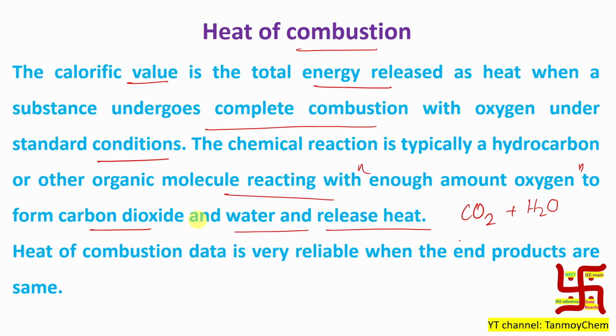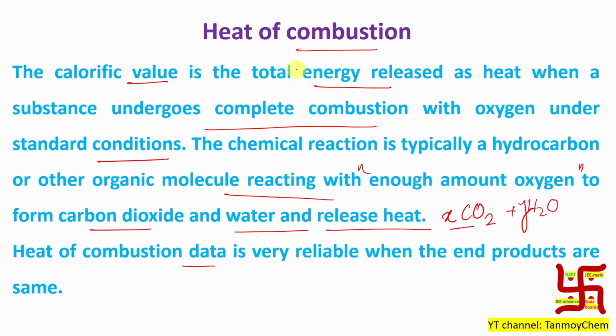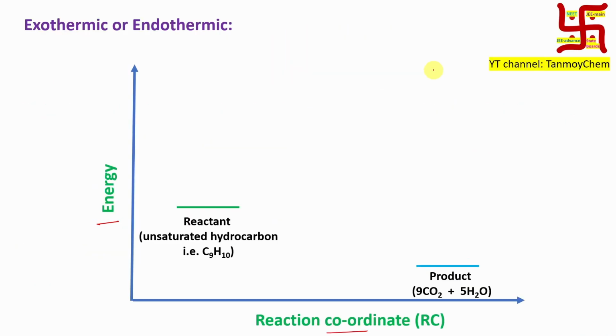And in this case, remember, this heat of combustion data is very reliable, and you can compare different hydrocarbons if the end products are the same. I mean, if the number of carbon dioxide and water molecules produced are the same, then this data is very accurate. We can explain this from this curve also. You can see the y-axis is energy and the x-axis is reaction coordinate. And from there we can clearly say whether it's exothermic or endothermic. From the previous discussion you understood that total energy is released, so obviously exothermic. But how can we check?